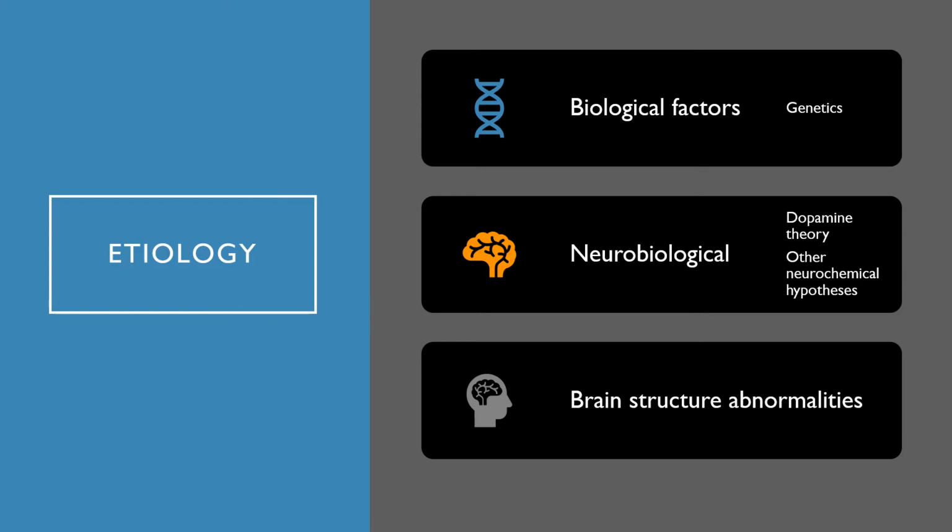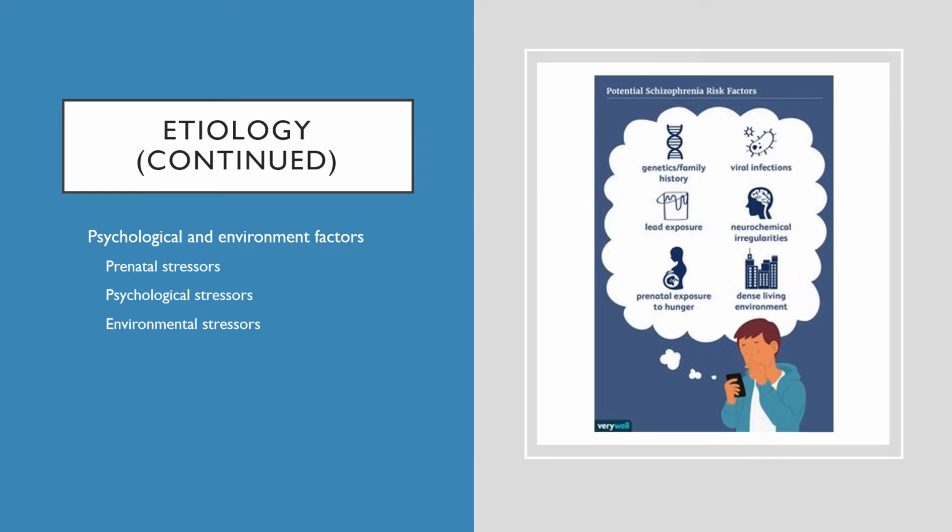Structural abnormalities cause disruption in communication within the brain. This might be due to neurodevelopmental errors. CT, MRI, and PET imaging can diagnose these structural abnormalities. Some of the psychological and environmental factors that we can think about are prenatal stressors. Moms that might have an infection during pregnancy, fathers over the age of 35 at the child's conception, or children born in late winter, early spring, just have a higher incidence of schizophrenia.